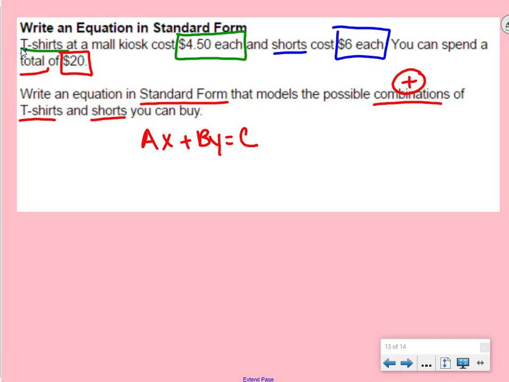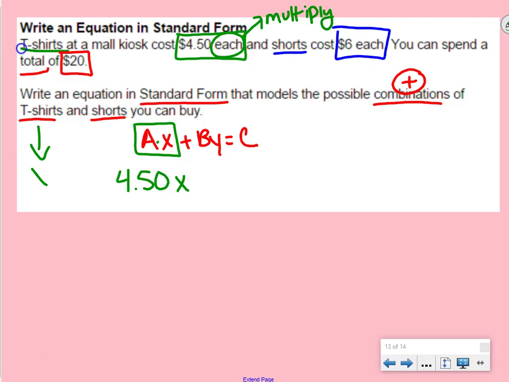So we know that the t-shirts are $4.50 each. Now this word each is important because it means to multiply. Now if we look, AX also means we're multiplying. So if we did $4.50 times X, that could represent the amount of t-shirts. So we would say t-shirts is the variable X.